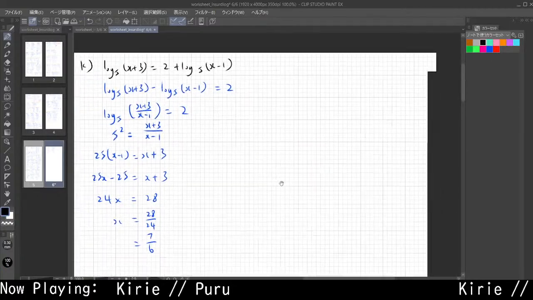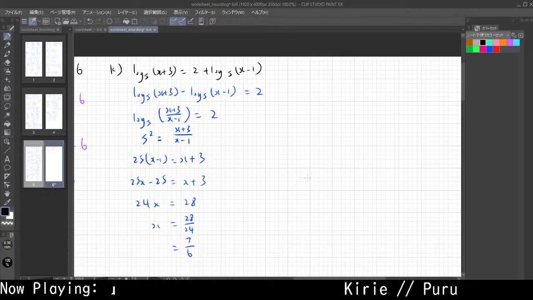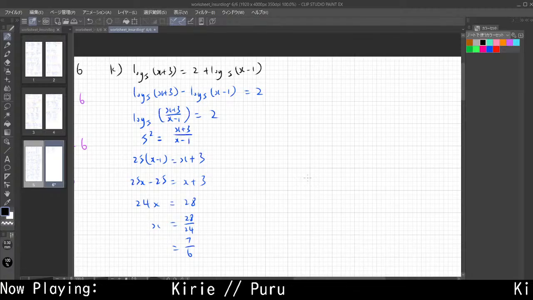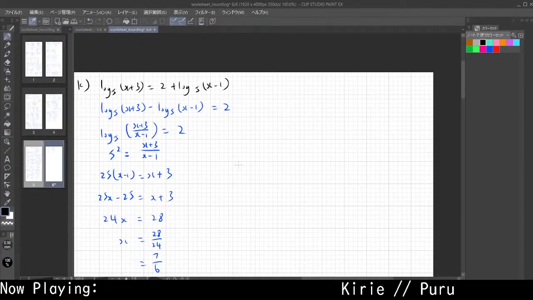You should be able to do that yourself. K is pretty easy. Just put the logs together, combine. Just put both logs together, combine, minus becomes divide, and then just turn to the index form. Okay, normally.